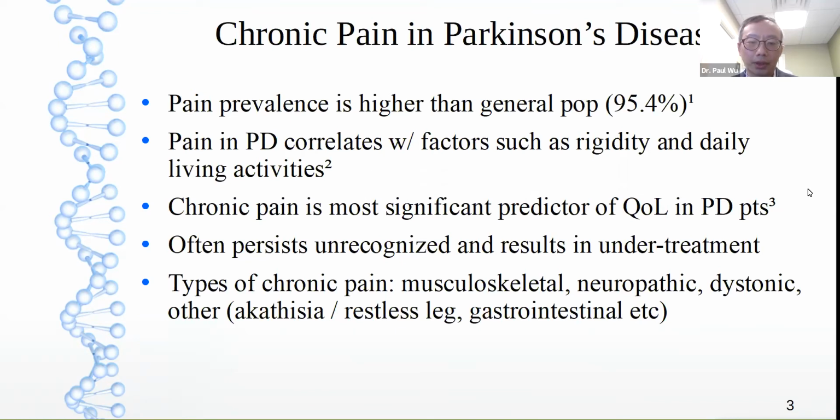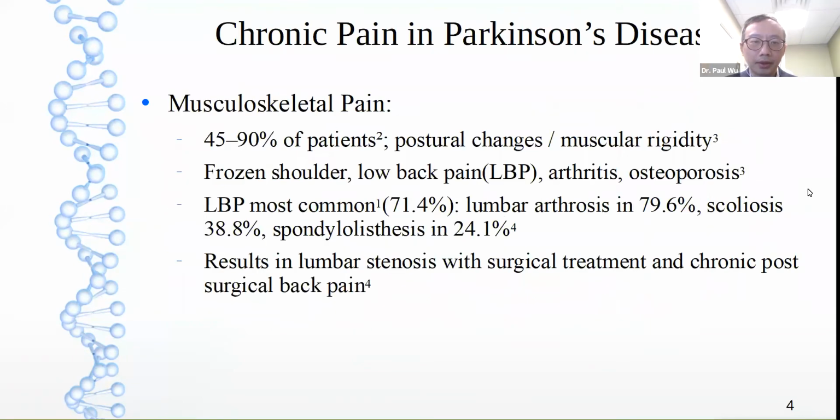Different types of chronic pain in PD include musculoskeletal, neuropathic, dystonic, as well as other types of pain such as akathisia, restless leg syndrome, as well as gastrointestinal, etc. We're going to focus particularly on musculoskeletal and neuropathic pain today.